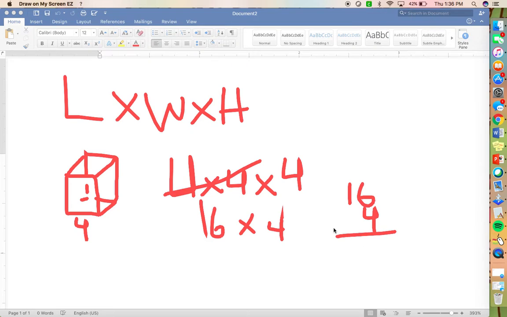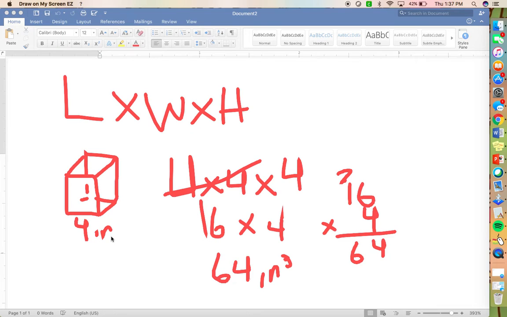So 16 times 4: 6 times 4 is 24. Drop the 4, carry the 2. 4 times 1 is 4, plus 2 is 6. So 16 times 4 is 64, and we can't forget our label, which is going to be inches cubed. You have to have the 3 at the end because that shows us that we're talking about volume.